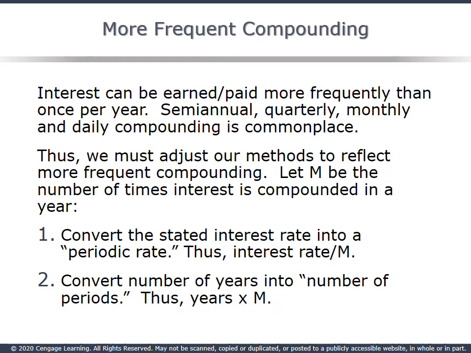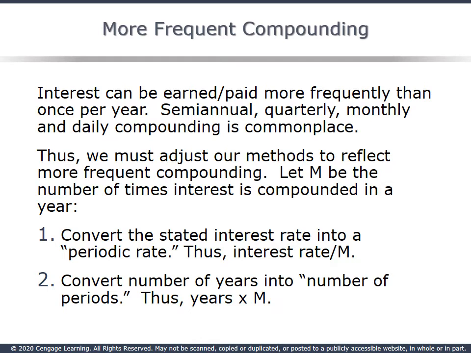Our methods have to reflect that more frequent compounding is occurring. So to do that, we're going to let the variable m be equal to the number of times interest is compounded in a year. So if we have semi-annual compounding, m would be 2. For quarterly compounding, m is 4. Monthly, m is equal to 12. Daily compounding, m is 365. So we're going to have to adjust our methods.